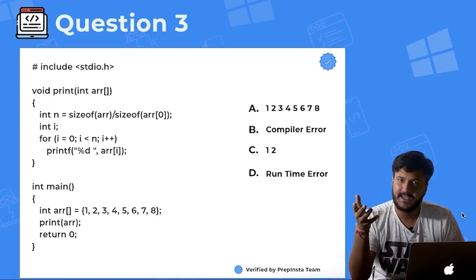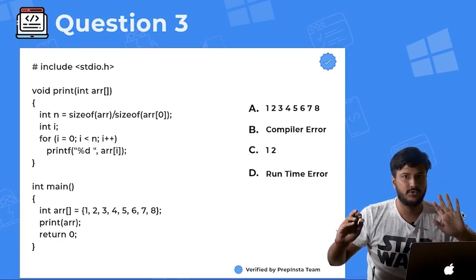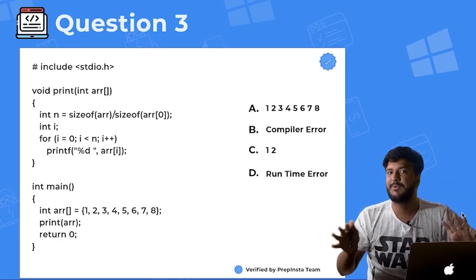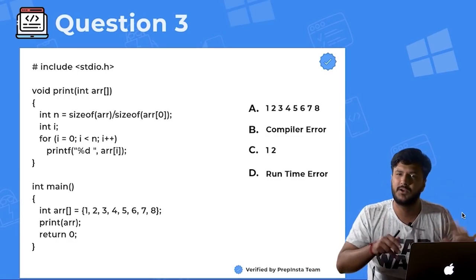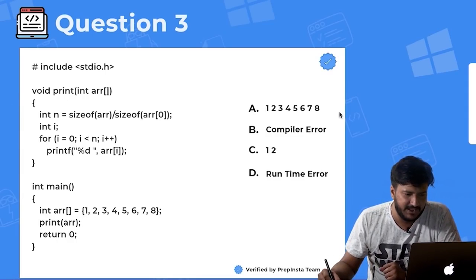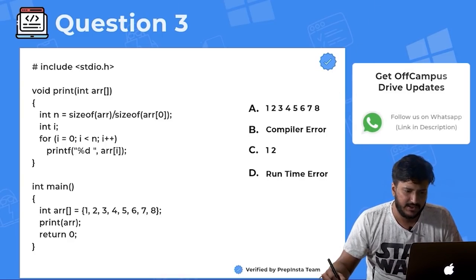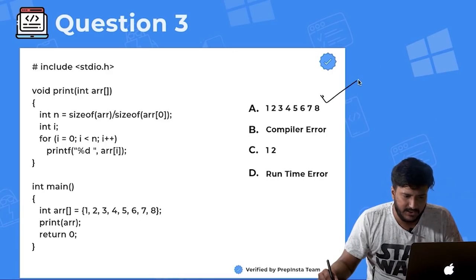Okay, so here's the next question. A lot of you would be thinking, and I know this is a little easy question for the people who know this concept, and a difficult question for the people who do not know this concept, right? Essentially, a lot of people would be thinking that, okay, this would be printed. However, this would not be printed.